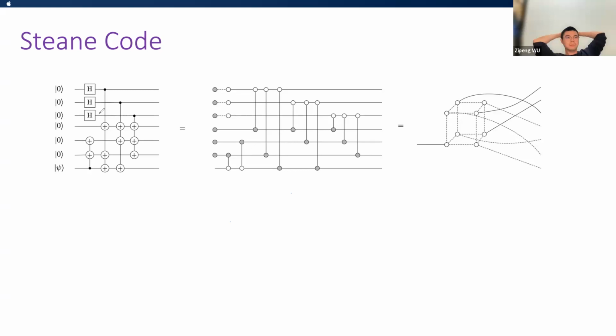I just can't find the logical Hadamards. It's a nice property for some CSS codes. It's not generalizable to the graph code.